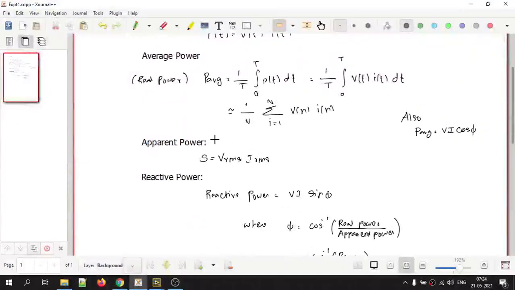Next thing is apparent power. So if we can calculate RMS value of both current and voltage, if we multiply the RMS values, then what we have is the apparent power. If we know real power as well as apparent power, we can also calculate reactive power.